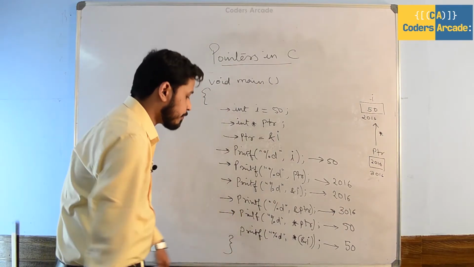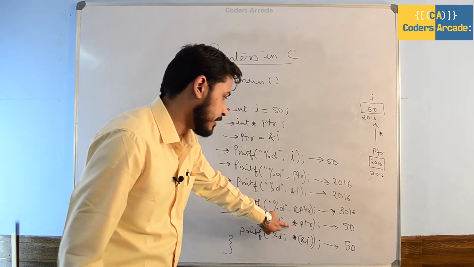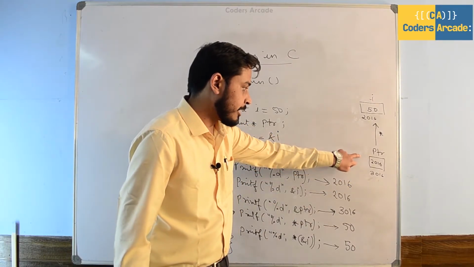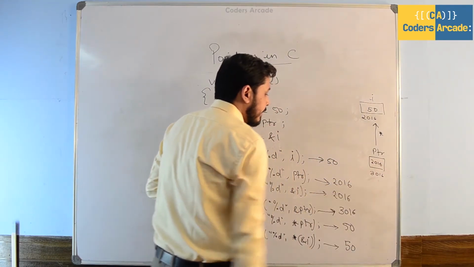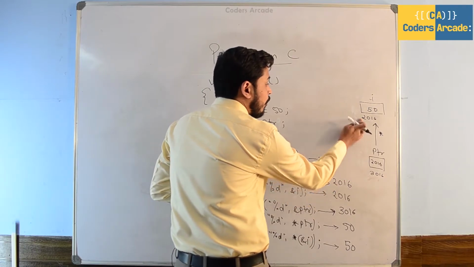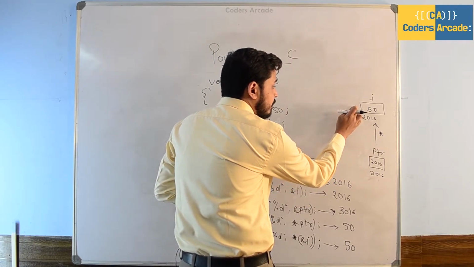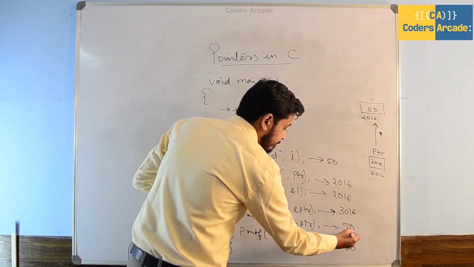Then we printed *ptr. What does this pointer to PTR mean? This pointer was containing 2016, right? Now 2016 is pointing towards this memory location. And what is the value of this memory location? 50, right? So it is going to print 50.